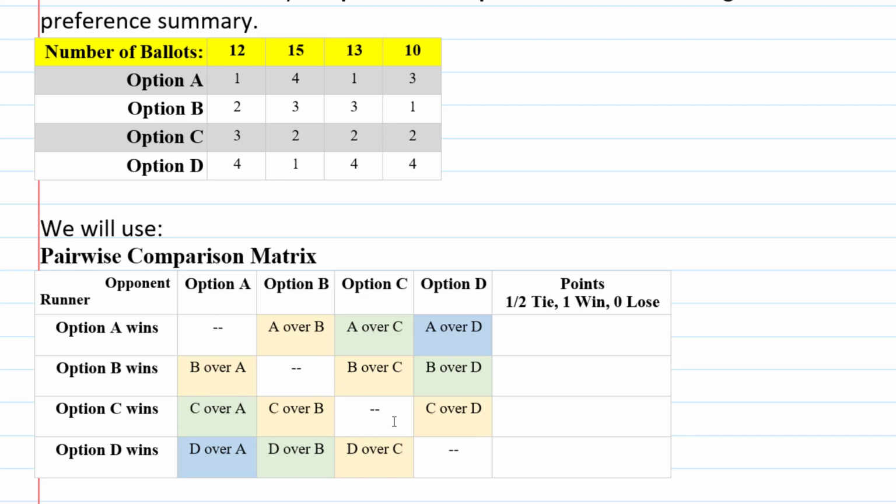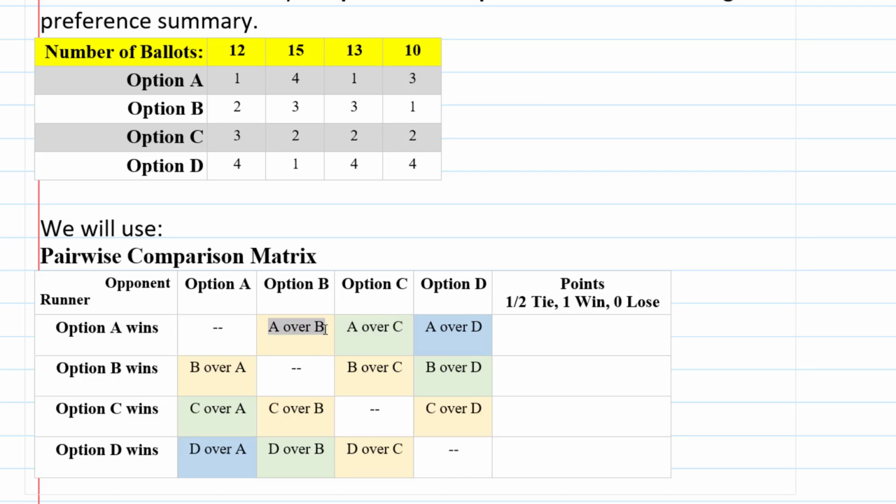Then you're going to fill in the diagonal with little dashes to show that nothing's going to go on the diagonal. The reason is that each of these cells represents the number of times a certain candidate wins over another candidate. For example, option A cannot win over option A. It can't win over itself. So we don't need to fill anything in on the diagonal. Let's go ahead and look at what's going to go in each of the other cells.